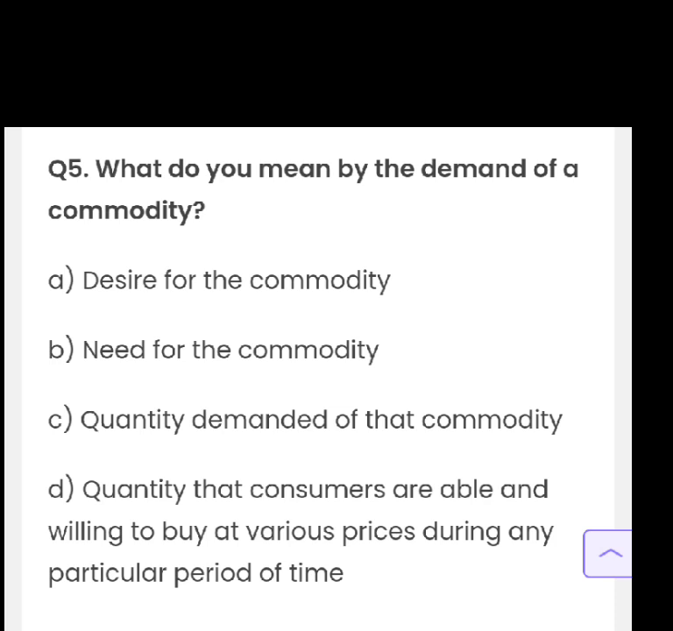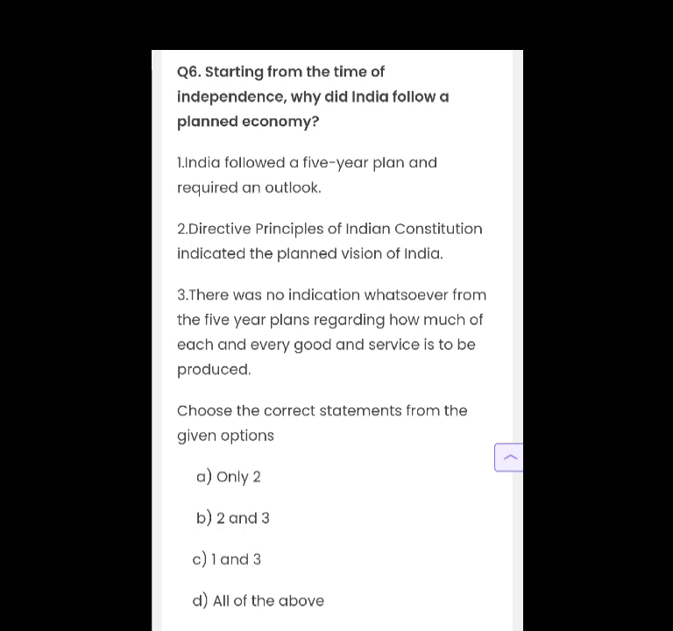So here the time factor is given here. So option D will be the right answer. Sixth question is given here. Starting from the time of independence, why did India follow a planned economy? That means since independence, why did India adopt a planned economy?